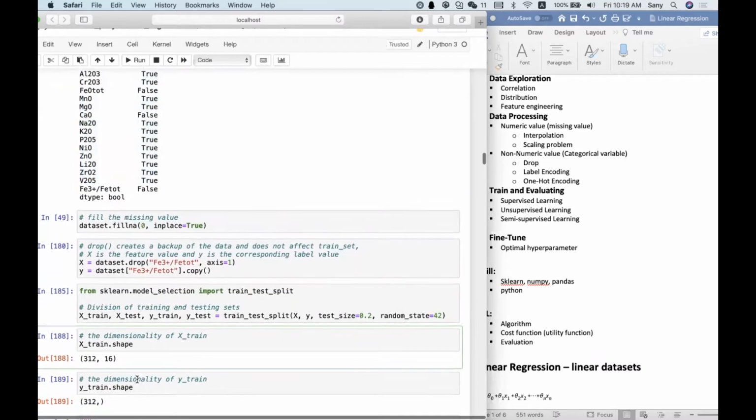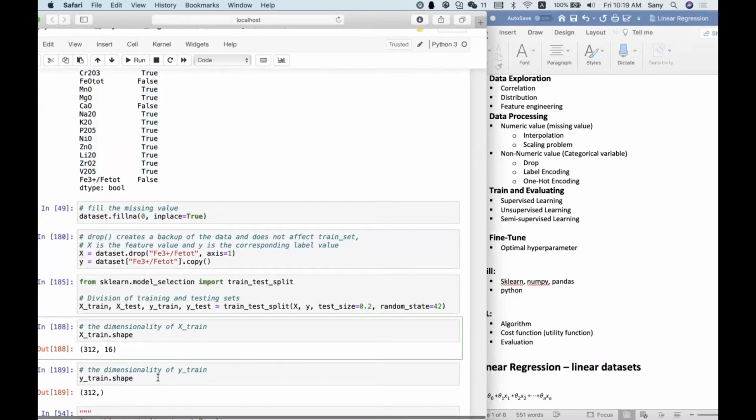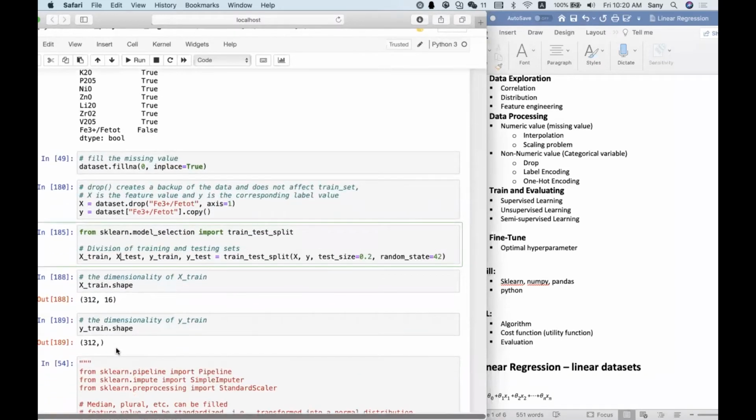And you can check the dimensionality of the Y train, because sometimes you might mismatch the prediction of the X test or Y test. Maybe you will just name this Y test, so you should check, because the order should be placed correctly, because the function has been set.